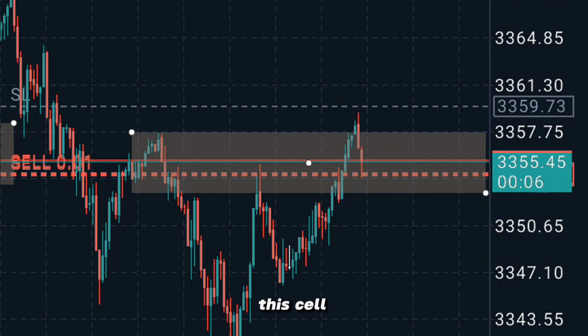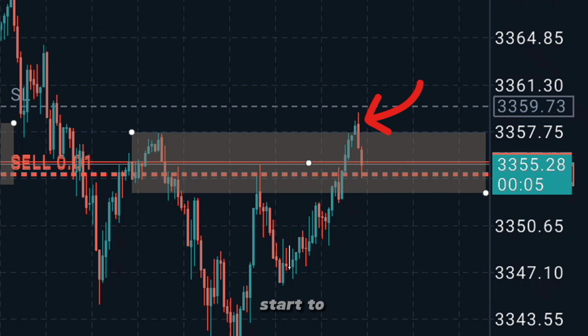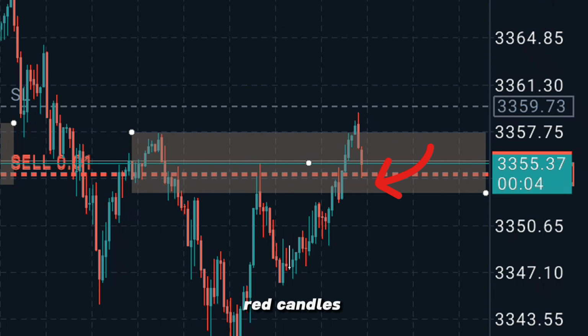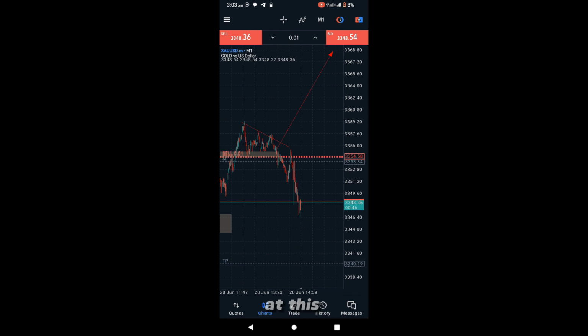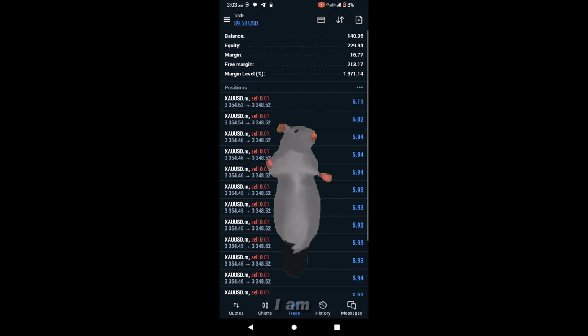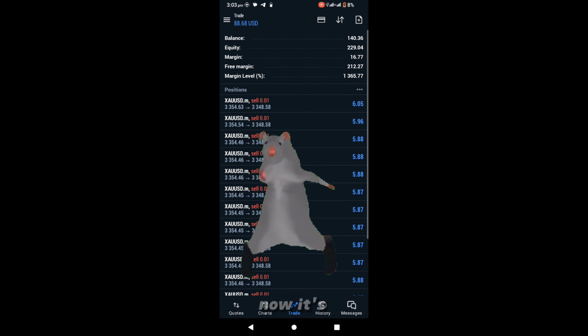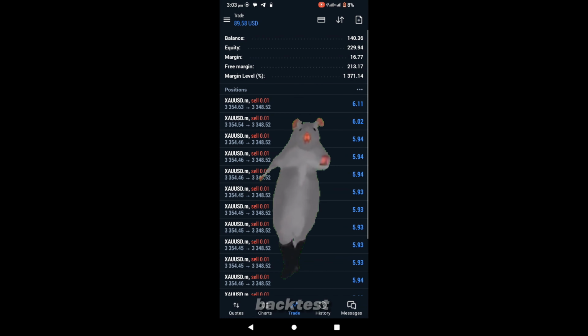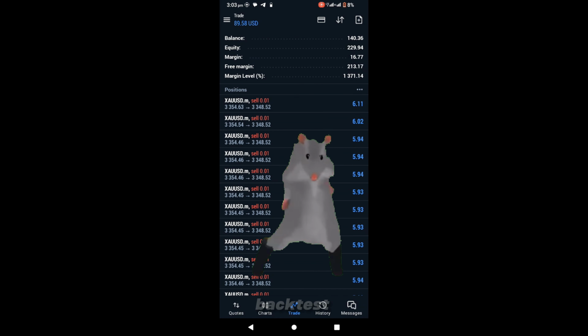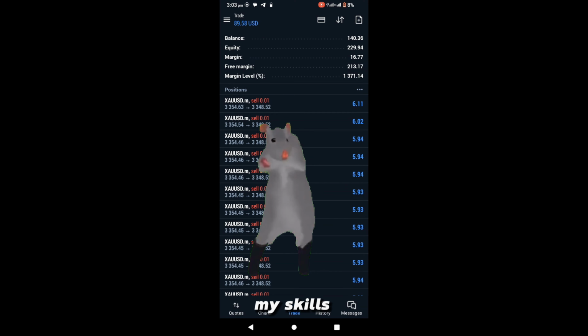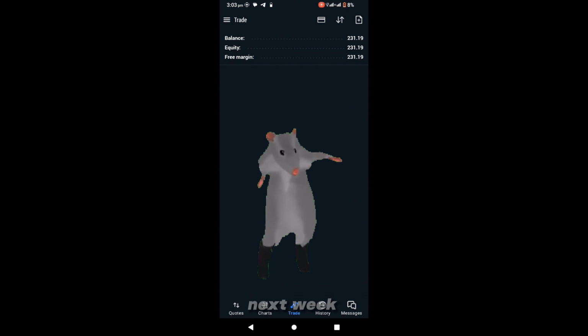I took this sell entry just after seeing price start to go downward with these red candles here, and that's my trade to close the week. Wow, look at this drop again. We are deep in profits to end this week. I am done for this week. Now it's time to rest and backtest, backtest, and backtest to sharpen my skills further and prepare for next week.